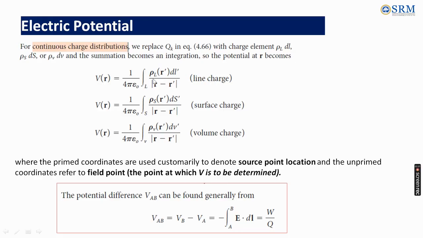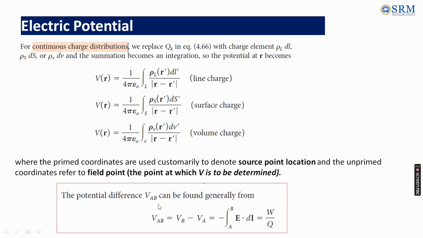Okay, why are we writing it as r dash? Because these are the points where my source is located. I told you that the source charge is located at this location, and r is the point where I need to find the potential, right? Similarly, I can write it for surface charge distribution, that is rho s ds, where I have to take the surface integral. Similarly, I can do it for the volume integral, volume charge density also, right?